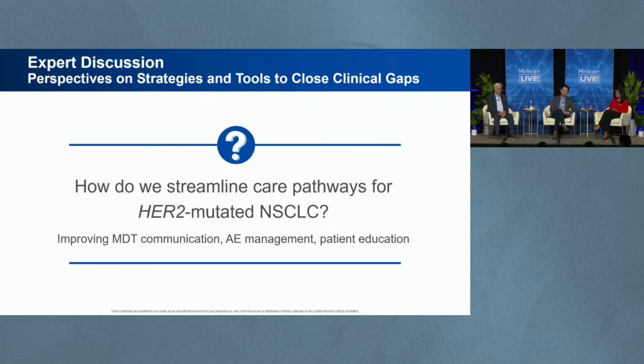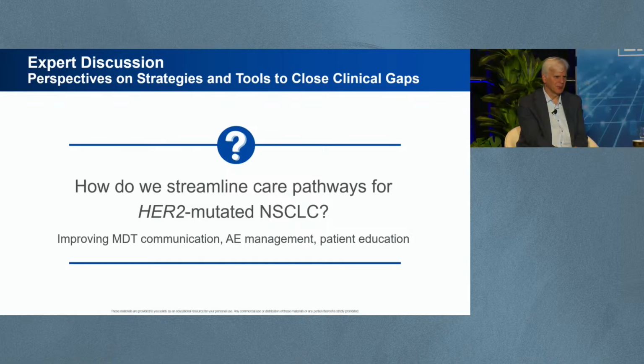I think that's where streamlining molecular testing in the most efficient, comprehensive ways is the critical element. From there on, when you have recognized the patient with HER2-mutated lung cancer, I think right now some of the treatment choices are actually fairly straightforward. The AE management is not complicated. Patient education is fairly obvious in terms of how to do it.